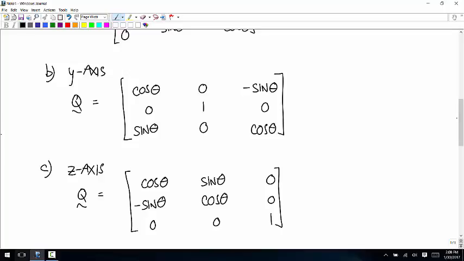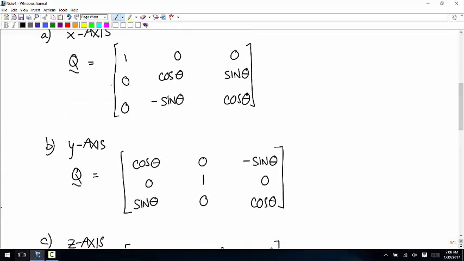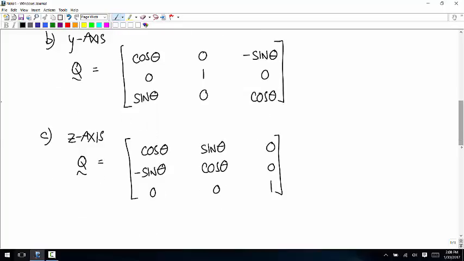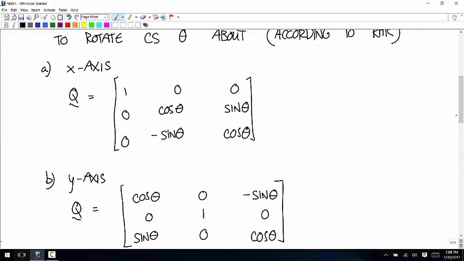And notice there's sort of a pattern here. Look at the x-axis and the z-axis. With both of those, you have a 1 on the diagonal spot of the axis you're doing, zeros across from that 1, and then cosine, sine, negative sine, cosine in the remaining 4 spots. That's how it is for the z-axis and the x-axis. And then the y-axis always just has to be a little different.